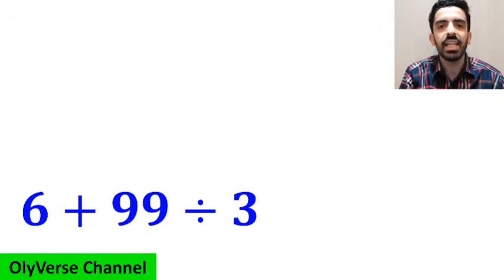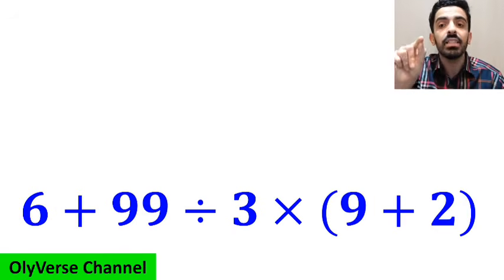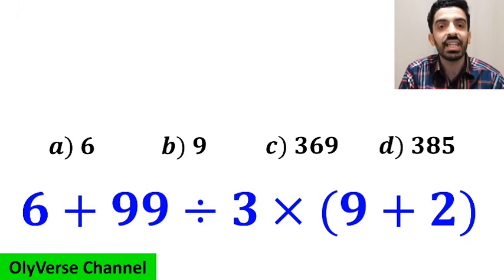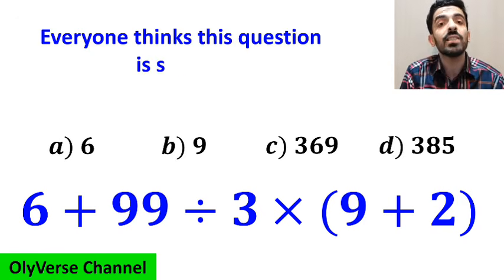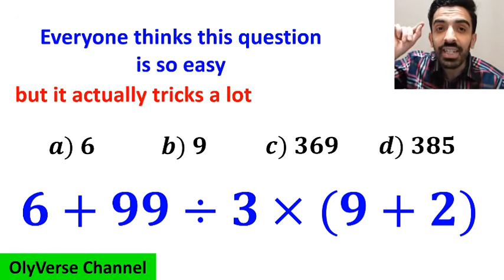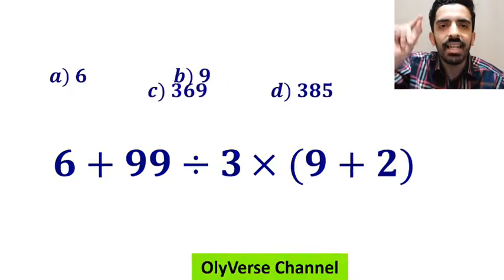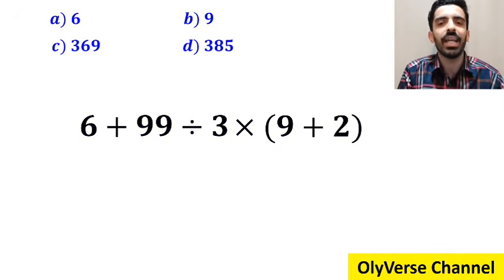What is the value of the expression 6 plus 99 divided by 3 times open parentheses 9 plus 2 close parentheses? Which option do you think is the correct answer to this question? Everyone thinks this question is so easy, but it actually tricks a lot of people. Let's dive in and break it down step by step together.